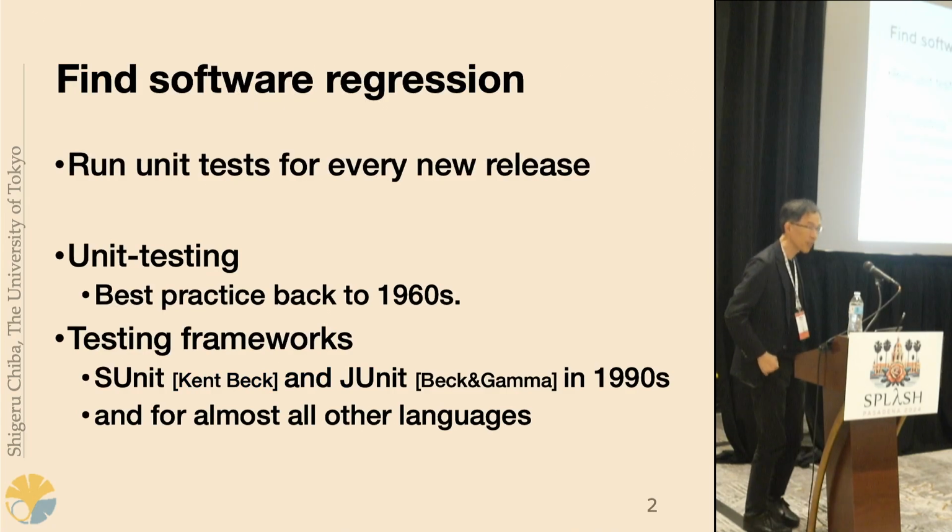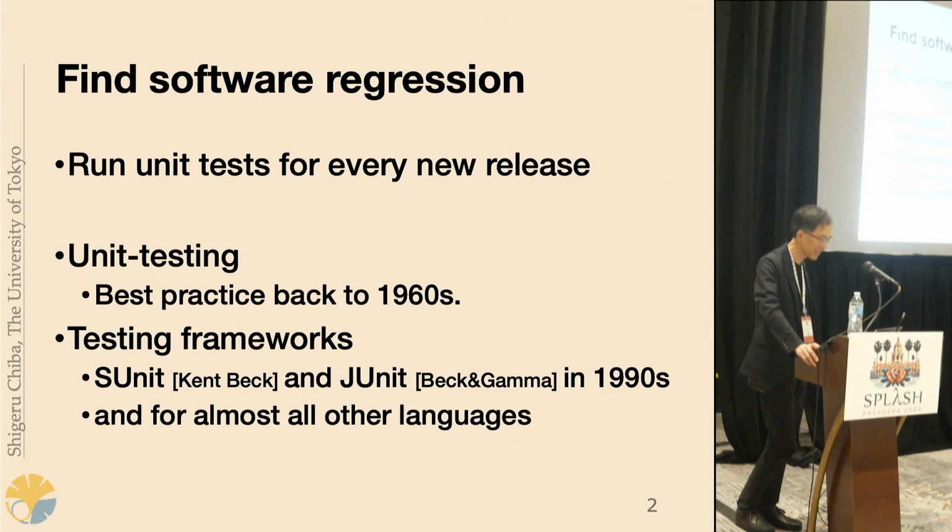So this work is on software regression. And finding a software regression is pretty straightforward nowadays. We can simply run a unit test for every new release. The technique called unit testing is a pretty old, classic technique, a best practice going back to the 1960s, according to Wikipedia.